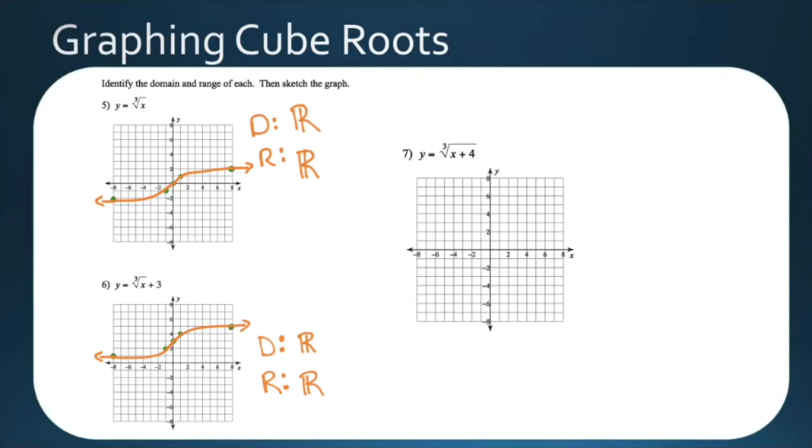Let's do number 7. What does the +4 under the cube root do? Move it over -4. Which direction? Towards the positives or towards the negatives? Towards the negatives. Right or left? Left. Towards the left 4.